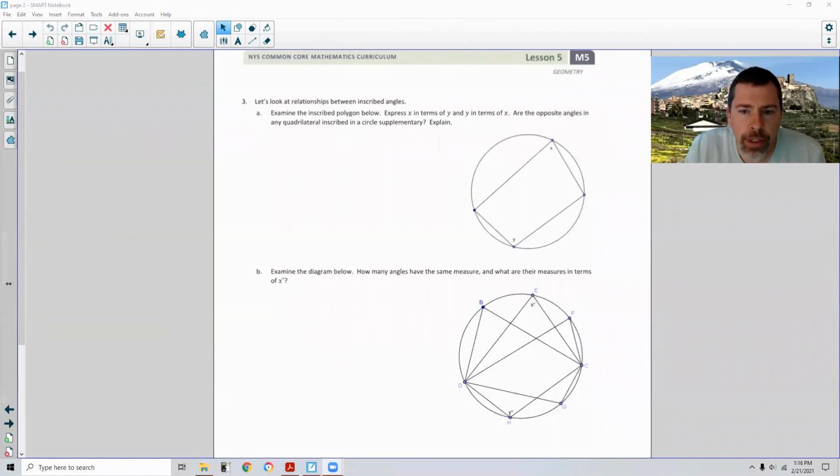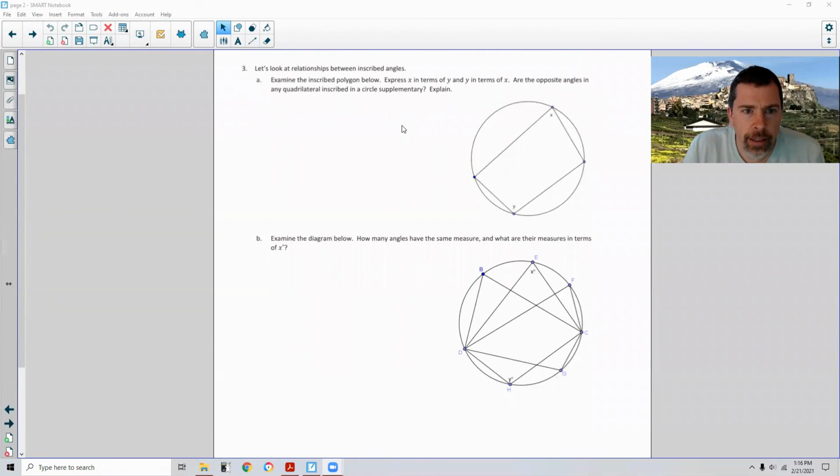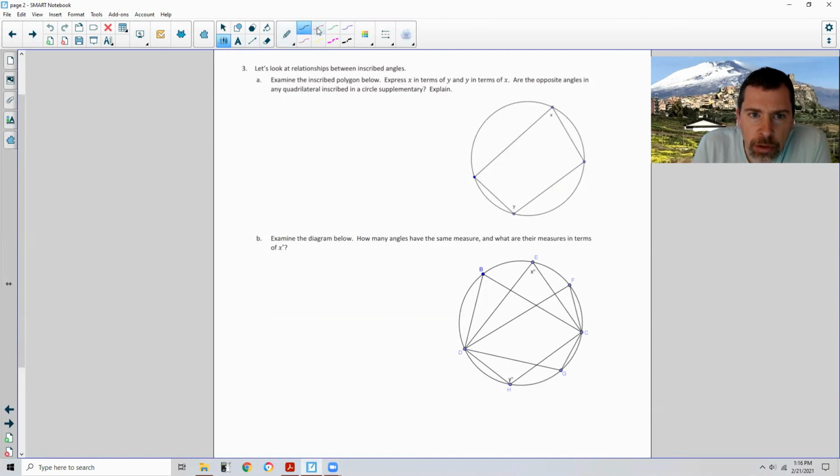Okay, page 6 brings us to number 3, and it says, let's look at relationships between inscribed angles. Examine the inscribed polygon below. Okay, it's inscribed because every vertex is on the circle. That's what makes it inscribed. It's a 4-sided figure, a quadrilateral. They're calling it a polygon. That's fine. Express x in terms of y and y in terms of x. Are the opposite angles in any quadrilateral inscribed in a circle supplementary?